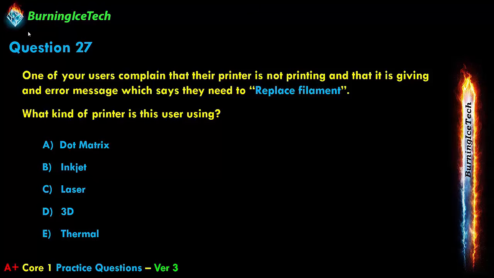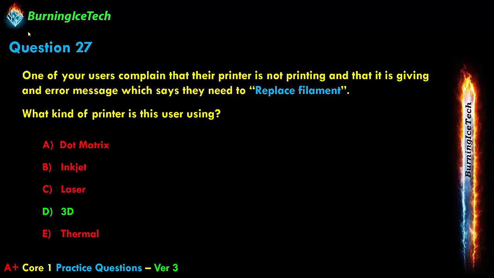An inkjet printer uses liquid ink in its cartridges. A laser printer uses a powder-based kind of ink, which we call toner. A 3D printer uses a special kind of plastic to print, which we call filament.